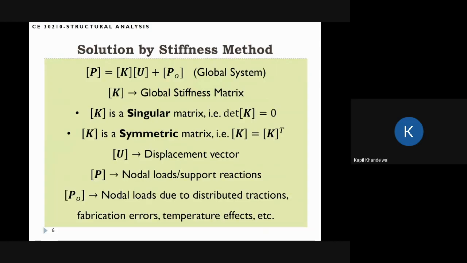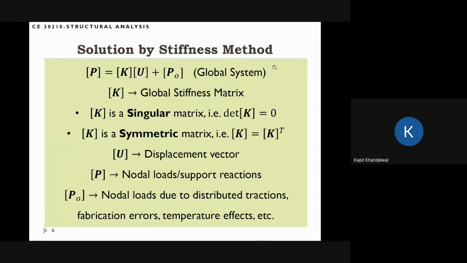This slide explains the solution by the stiffness method. Here again, we are looking at the global system, P is equal to Ku plus P0. So this is our global system here, and K is the global stiffness matrix.